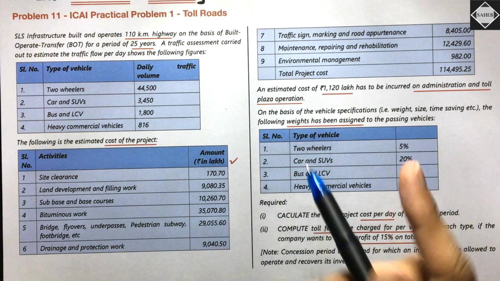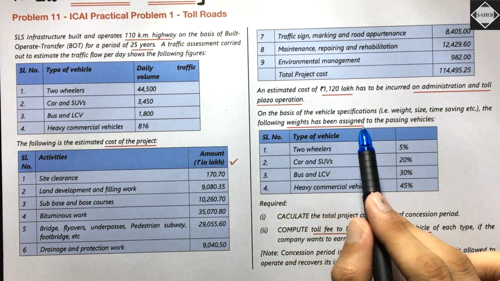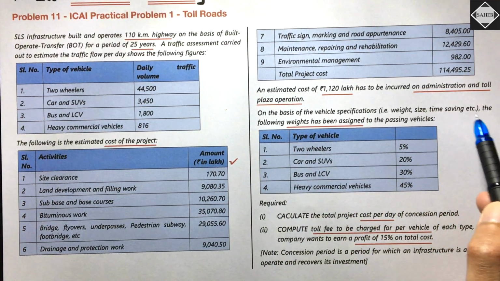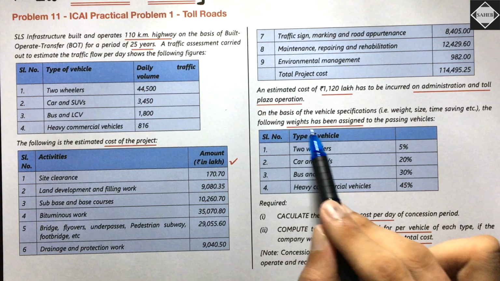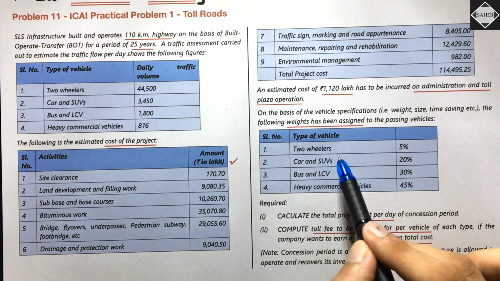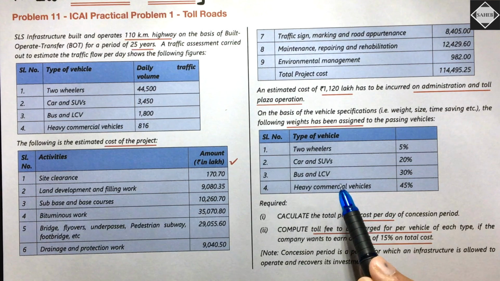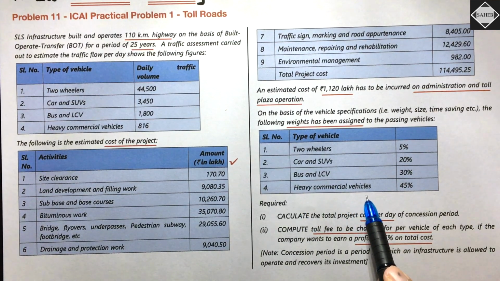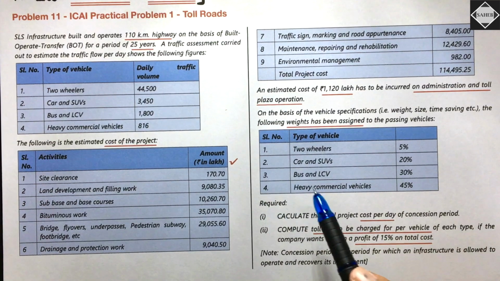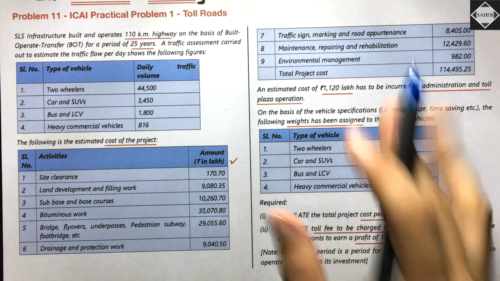Okay, fine. Then they are saying on the basis of vehicle specifications, that is weight, size, time saving, etc., the following weights have been assigned to the passing vehicles. See here, type of vehicle: two-wheelers, car and SUV, bus and light commercial vehicle, and heavy commercial vehicle: 5%, 20%, 30%, 45%. What is this? This is the importance that has been given.